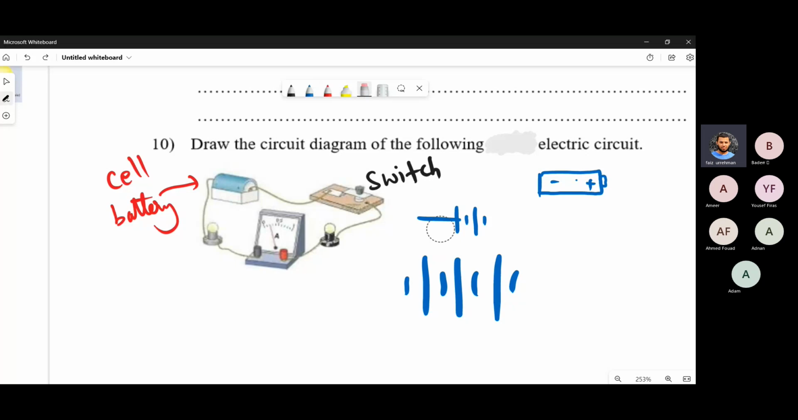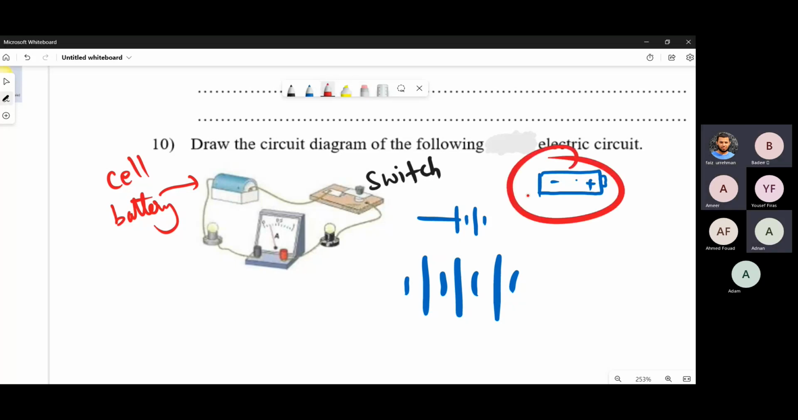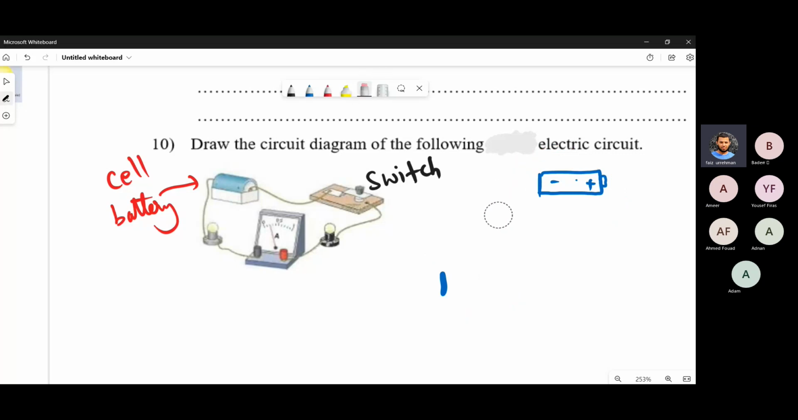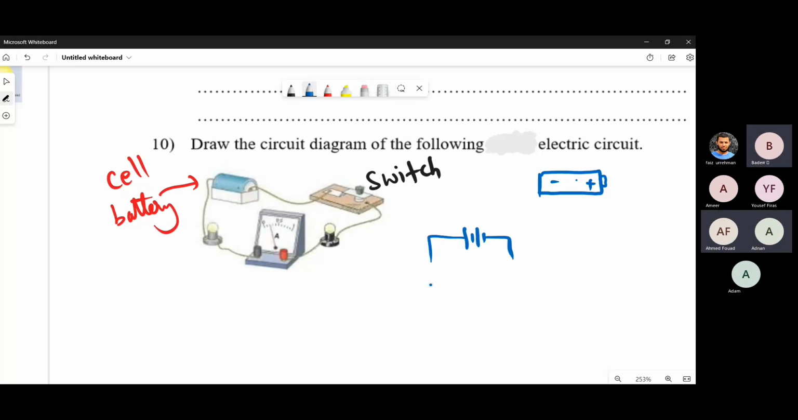In an electric circuit diagram, you don't draw it like that. You have to draw with the symbols that the scientists already use. You cannot create your own version. Also, which one goes first?